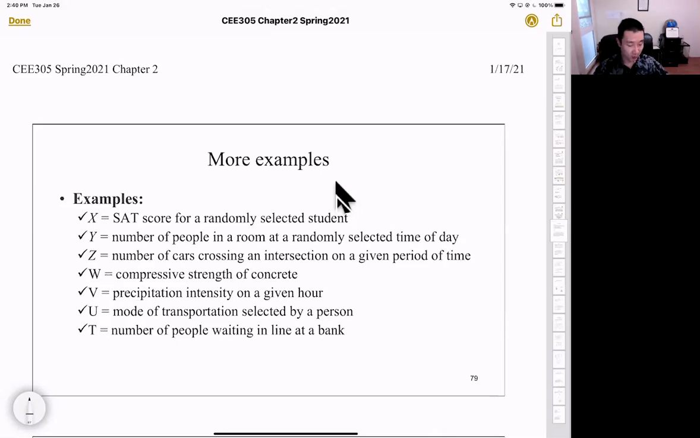Precipitation intensity in given hours, how much rain per hour. Yesterday we had a flood warning. So millimeters per hour. Or the mode of transportation selected by a person. That could be on foot, by bus, by car, by bike, and so on. And then we can assign some value for that. For example, 1 for on foot, 2 for bus, 3 and 4 for different modes.